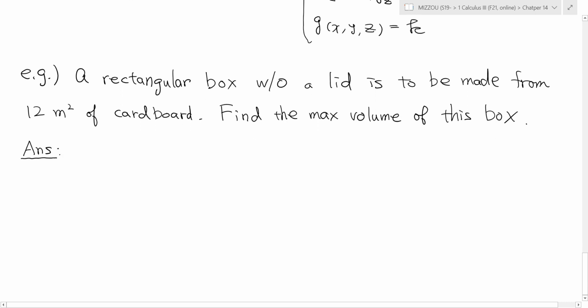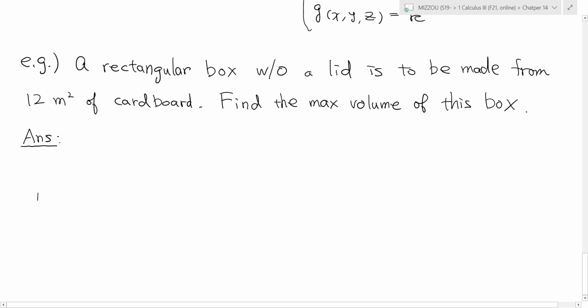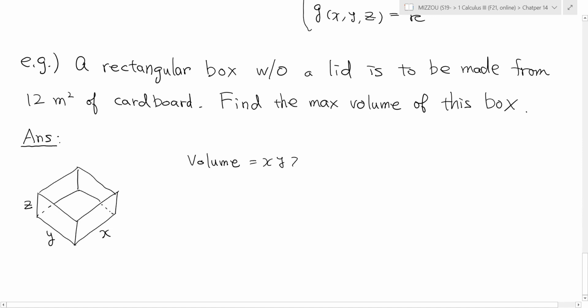Let me write down a picture. So you wanna make a box without a lid. Rectangular box, it looks like this. And let's call this side x, and this y, and this is z, height z. So volume is, of course, xyz. So this is the function you want to optimize, and this is x times y times z.